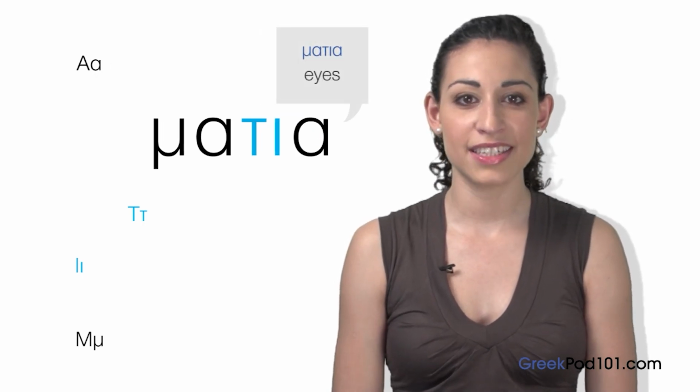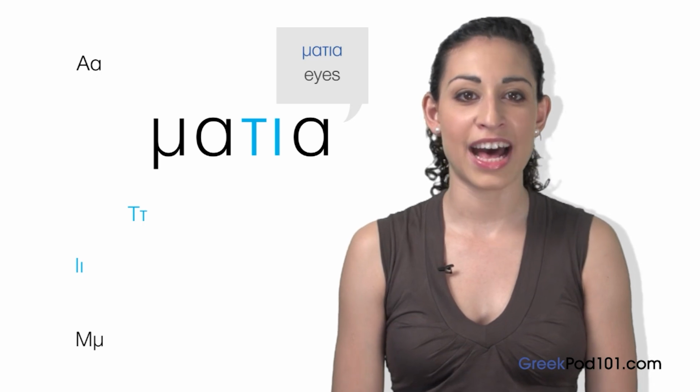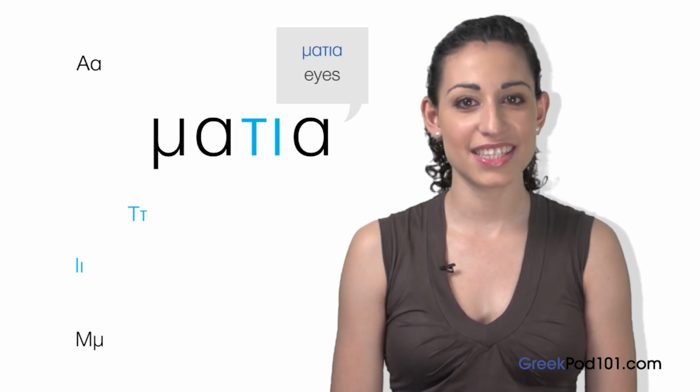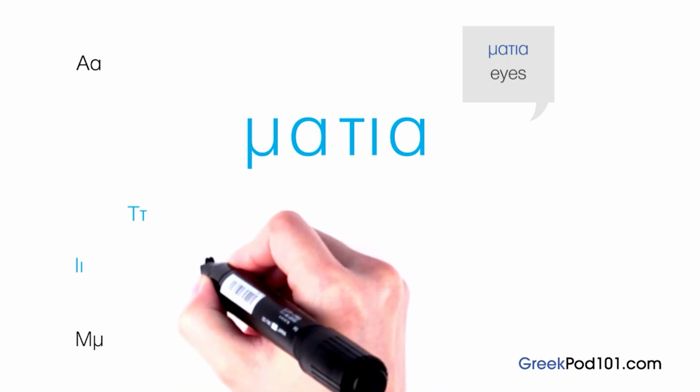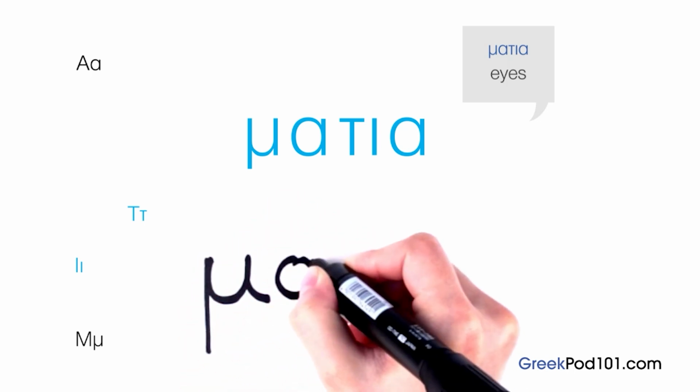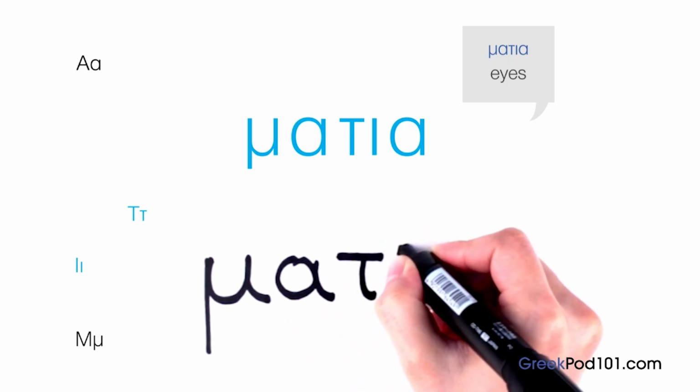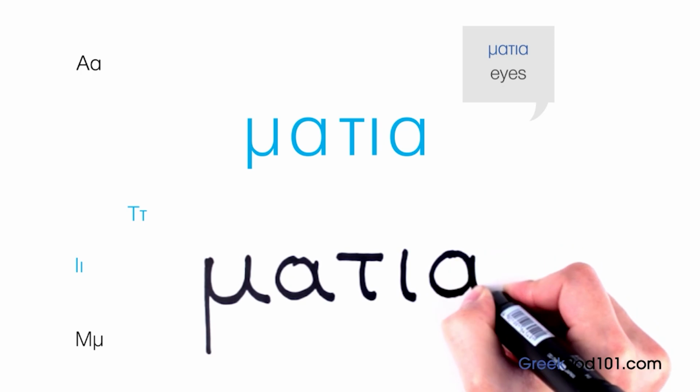Since these were super easy, let's try something using all four letters we know. Do you remember the first two? They were alpha and mi, right? Let's say them once again. And if we put these two together with taf and iota, what do we have? Mati, which means eye. Easy, huh? And if we add another alpha in the end, we get matya, which is the plural of eye, eyes. Let's write this together. Matya.